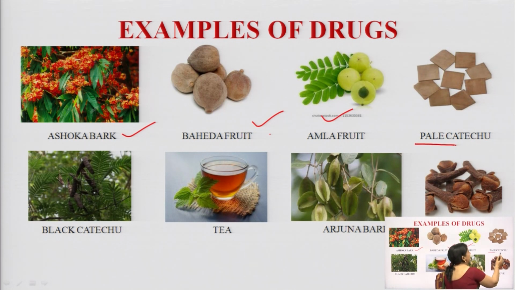Then we have pale catechu. In common language we call it katha. Now, katha is normally used for other purposes, but in pharmaceuticals it helps in maintaining the water content in the body and does not let dehydration occur. So, this is a traditional application of pale catechu. A similar derivative is black catechu, where the difference is in the color.